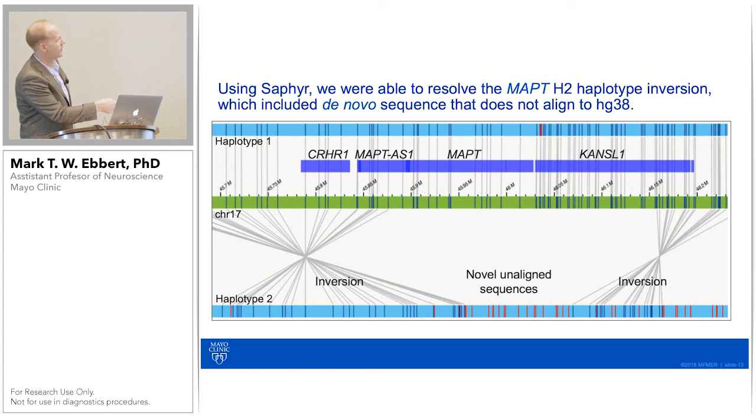And so we were able to identify these inversion breakpoints, but what we did not expect was that in one of the individuals with this inversion, not all of them, they had de novo sequence that does not align anywhere in HG38. And that could be an important disease modifier. So this was a big surprise to us, but really cool.